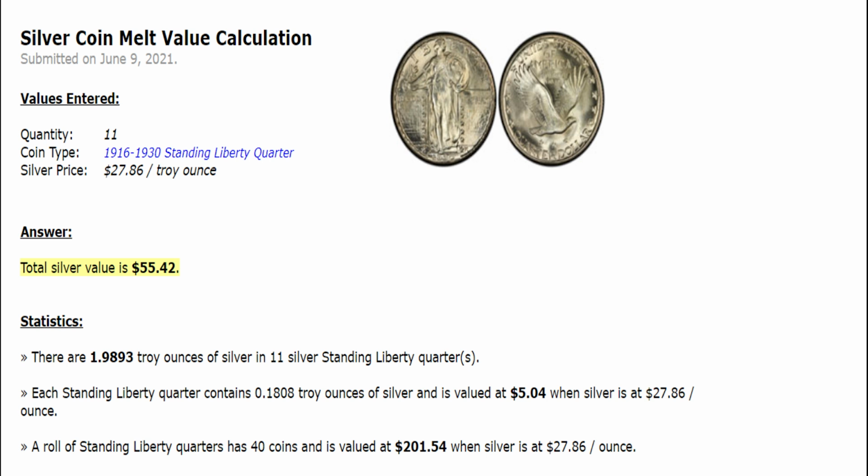So the melt value of these 11 Standing Liberty quarters together does come to $55.42 today. There's also some additional good information here, as the website has already calculated for you the melt value of a full roll of 90% silver quarters, which is $10 in face or 40 quarters. It's the same for 20 of the half dollars, which is also $10 in face, and that comes out to be $201.54 in melt. That with a current spot price of $27.86. So a little more than $200 for a roll of 90% silver quarters or half dollars.